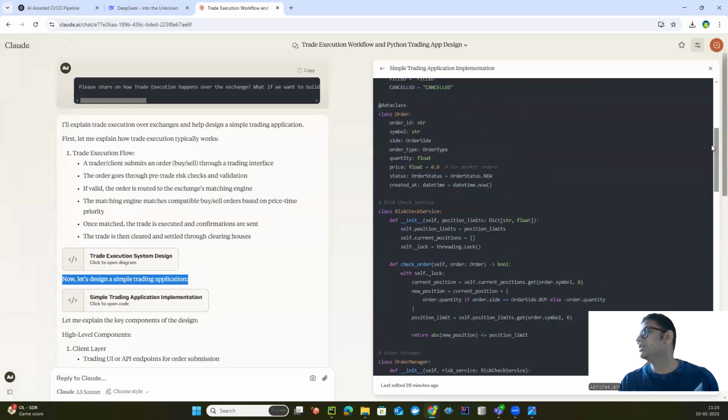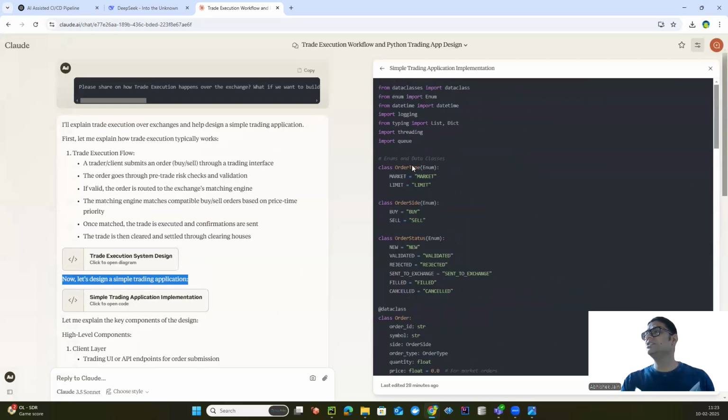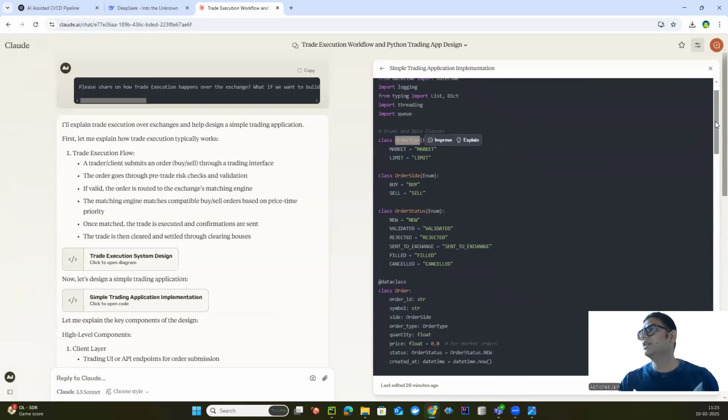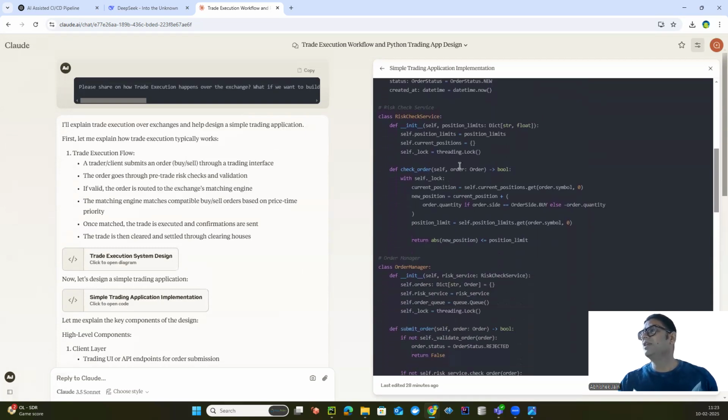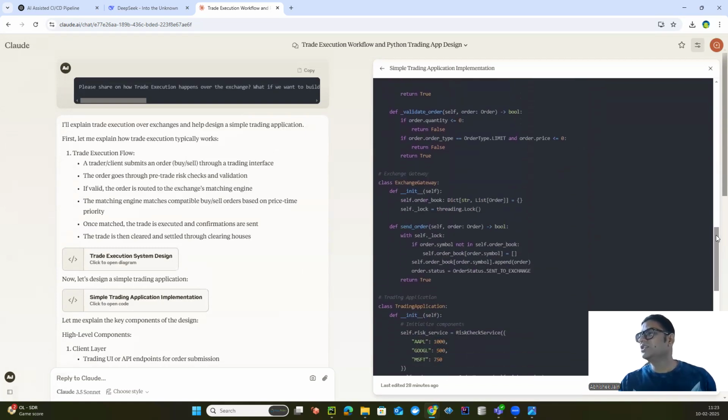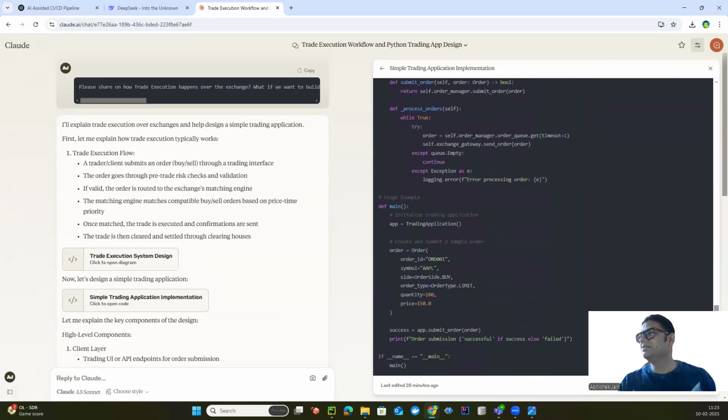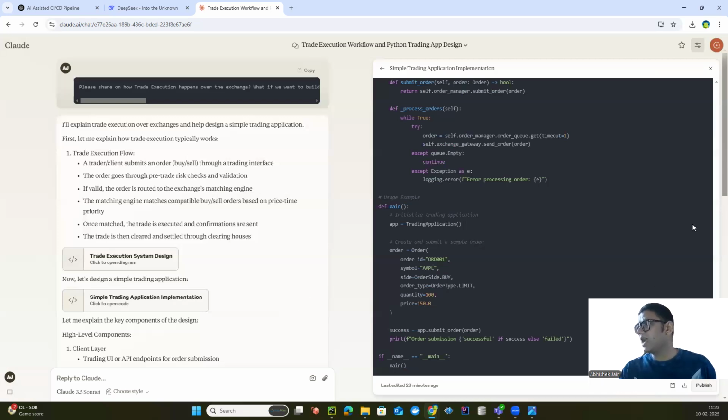It's again in Python because I have chosen Python as the programming language. We can see some enums defined as a class. Then we have a data class. Now we have some service related classes. Let's check: service, order manager, then exchange gateway, trading application, main, and then it's getting executed. I haven't tried to run that, but it really looks good.